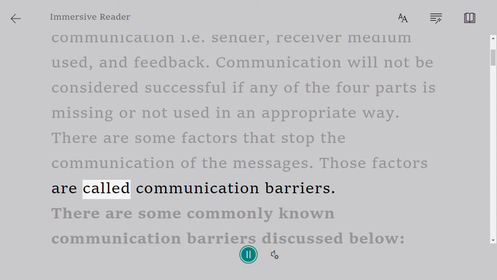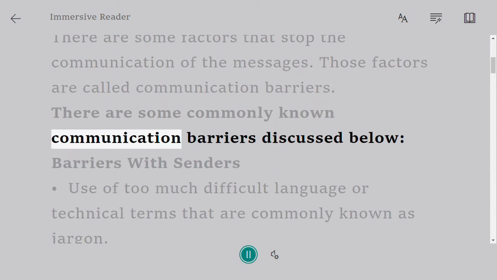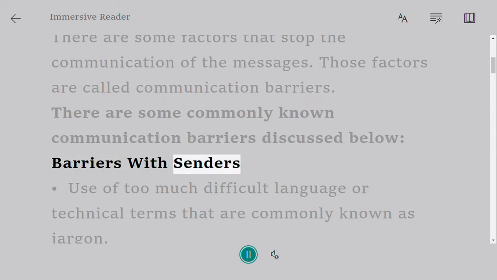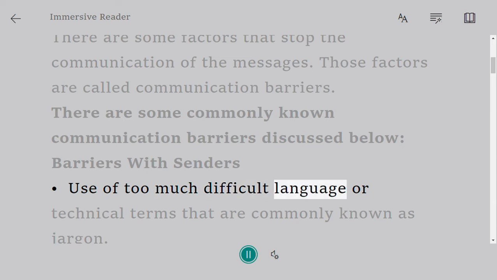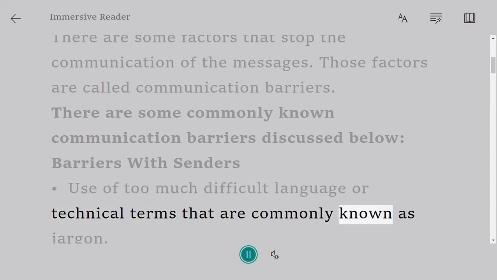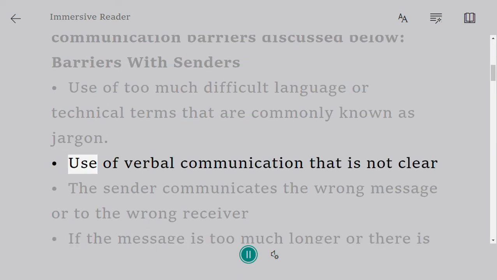There are some factors that stop the communication of the messages. Those factors are called communication barriers. There are some commonly known communication barriers discussed below. Barriers with senders. Use of too much difficult language or technical terms that are commonly known as jargon. Use of verbal communication that is not clear.